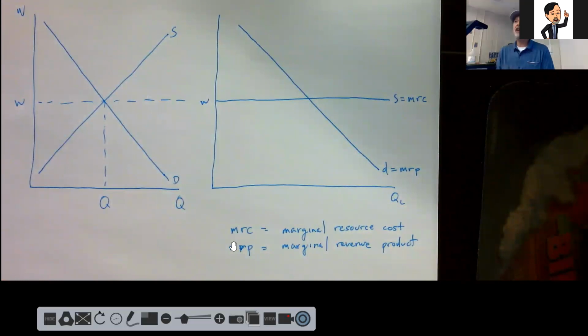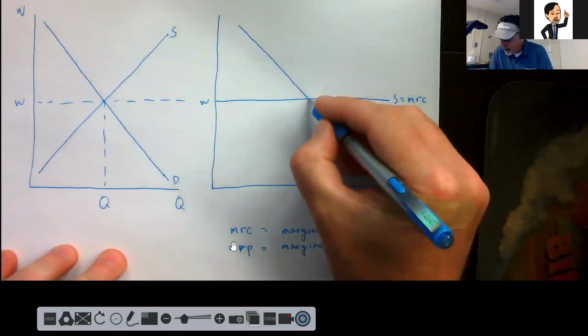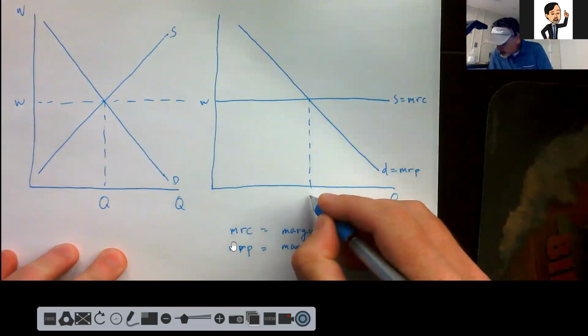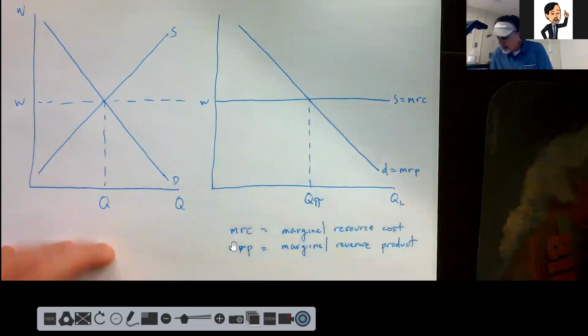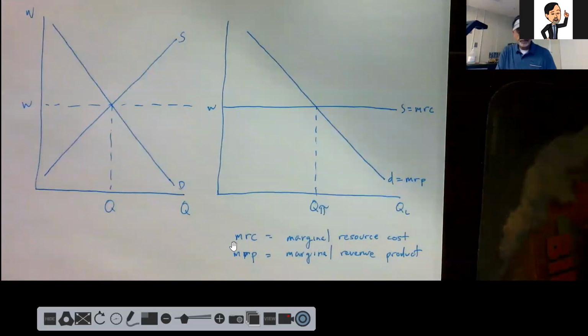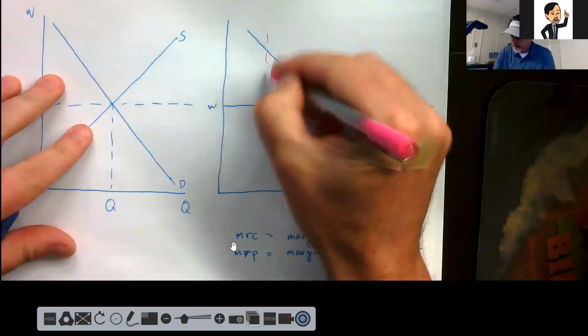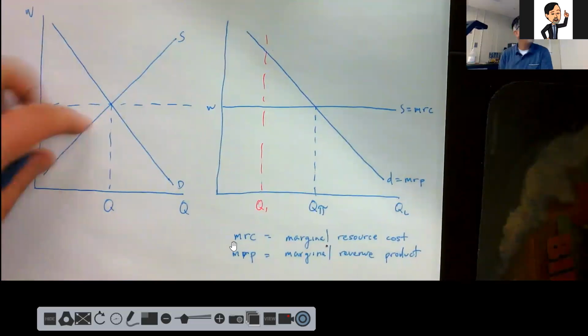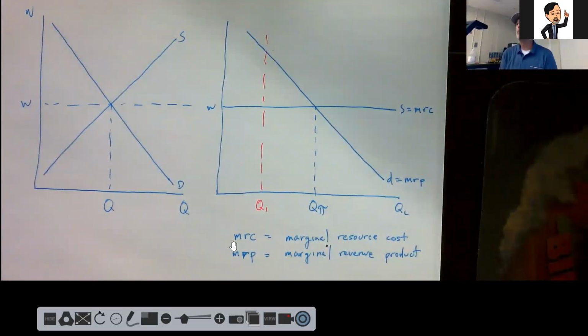What's our profit maximizing rule for a labor market? Our profit maximizing rule for the labor market is where MRP equals MRC. And why is that true, everybody? Take a look at this unit right here. Let's call it Q1. Does Q1 make me happy? Individually, does Q1 make me happy? Not the happiest, but does it make me happy?